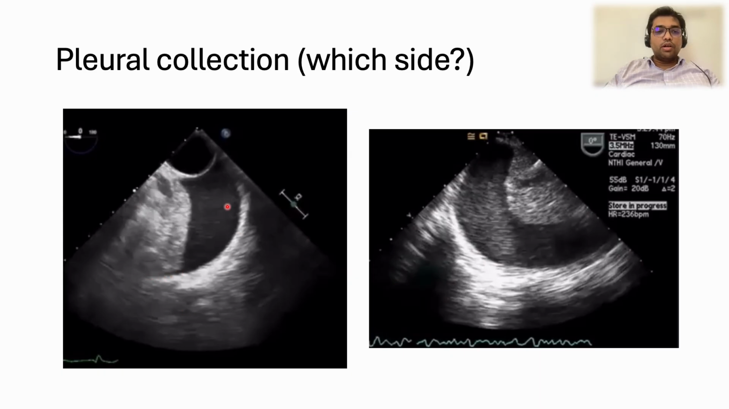And you can see in this particular image there is a collapsed lung, the tip of the lung that you can see over here. And this is the case of a right-sided pleural effusion, and this lung is also collapsed, but here you cannot see any aorta.